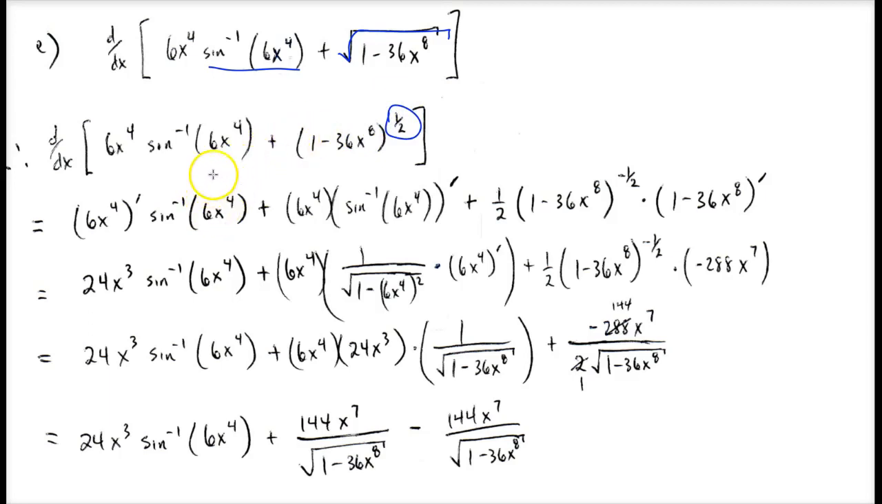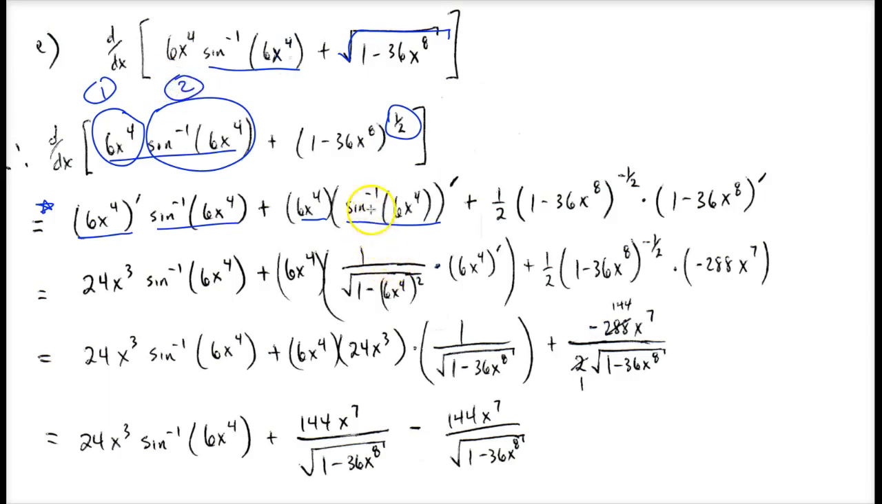I'll also note that in my next step I'm going to be doing the chain rule to this. So I look at 6x raised to the 4th as the first function and sine inverse of 6x raised to the 4th as the second function in the product rule process. So here I'm taking the derivative of the first times the second plus the first times the derivative of the second, where this is the first and that is the second function.